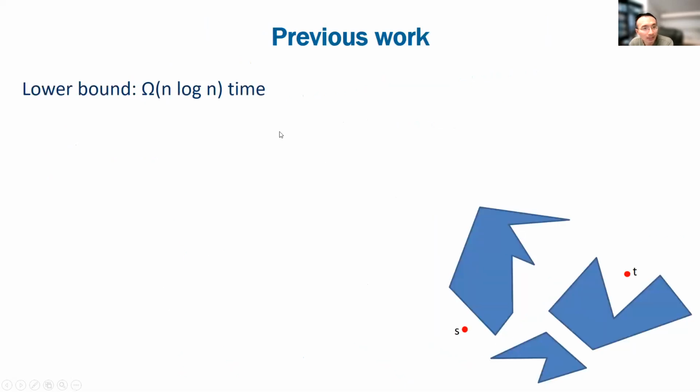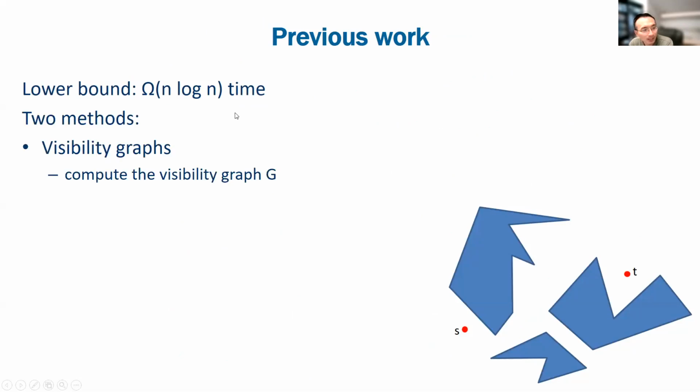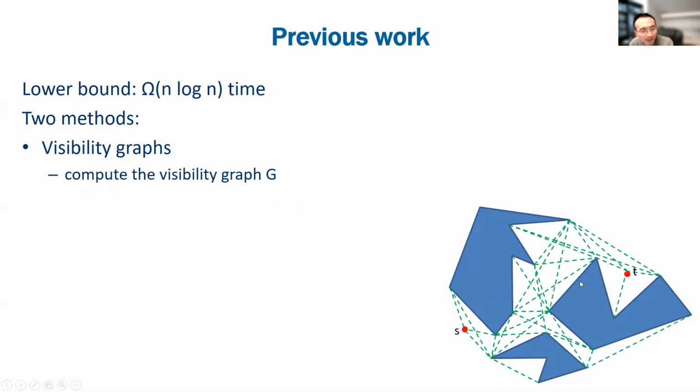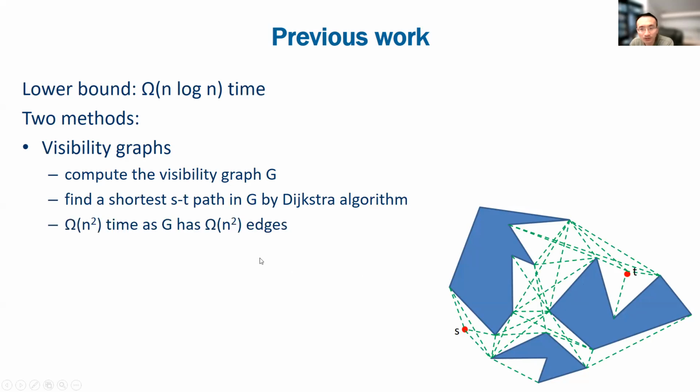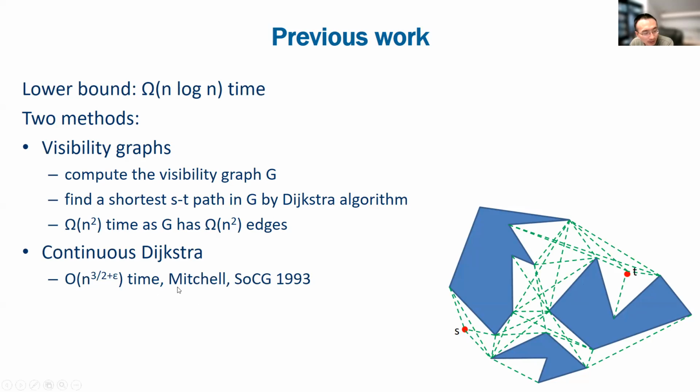The lower bound of the problem is n log n. There are in general 2 methods. The first one is you first compute a visibility graph like this, and then find the shortest path in the graph. This algorithm takes n squared time in the worst case because the graph has n squared edges in the worst case. The first subquadratic time was given by Mitchell using the continuous Dijkstra algorithm. The running time is n to the 3/2 plus epsilon.